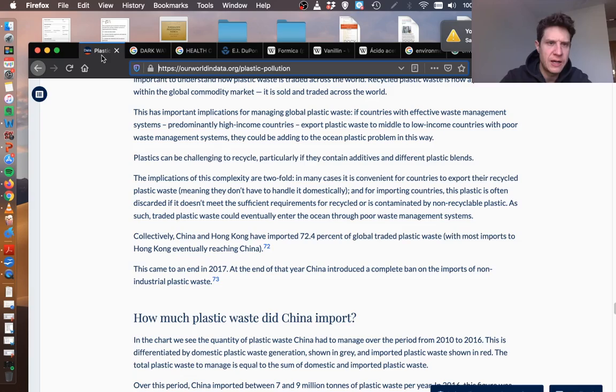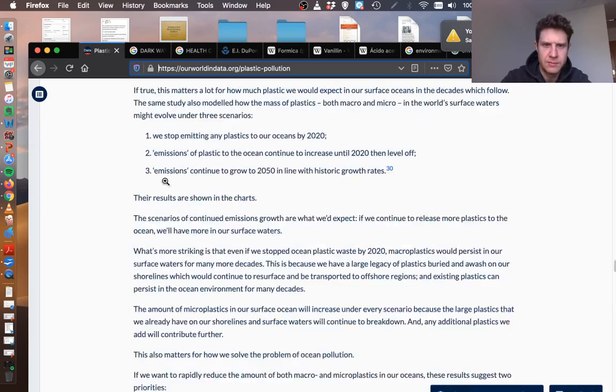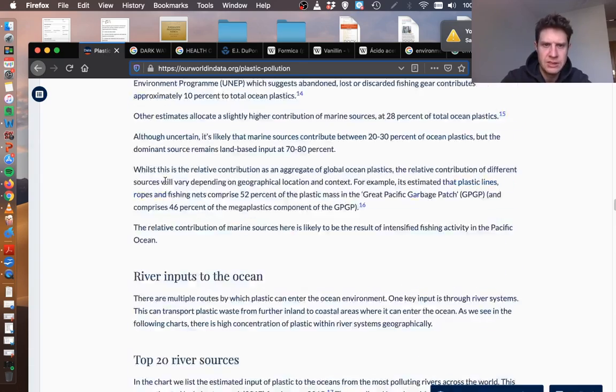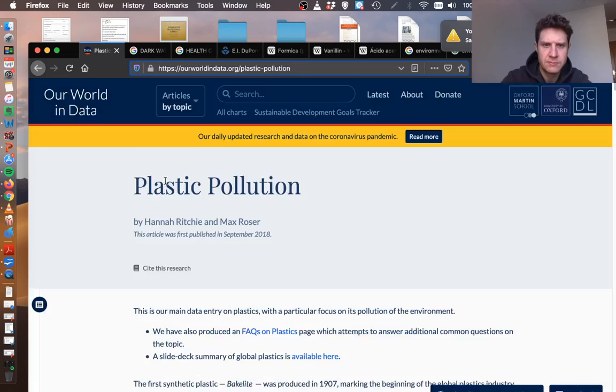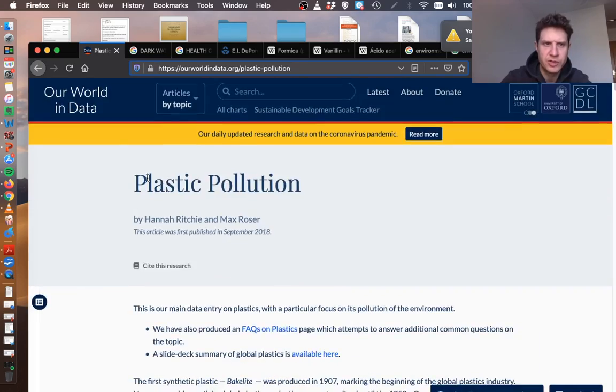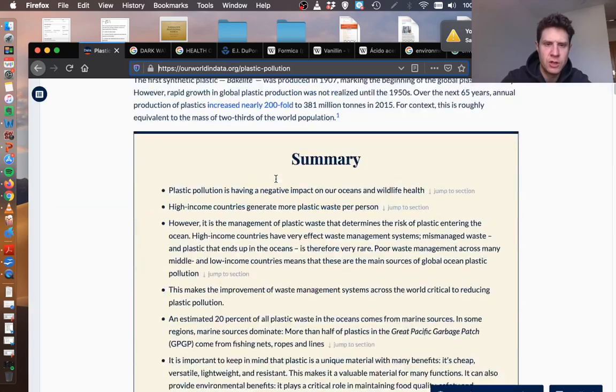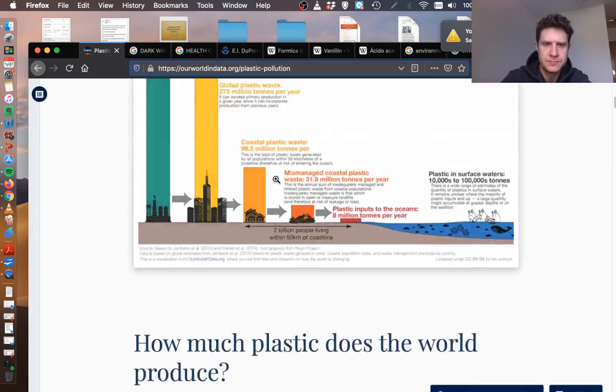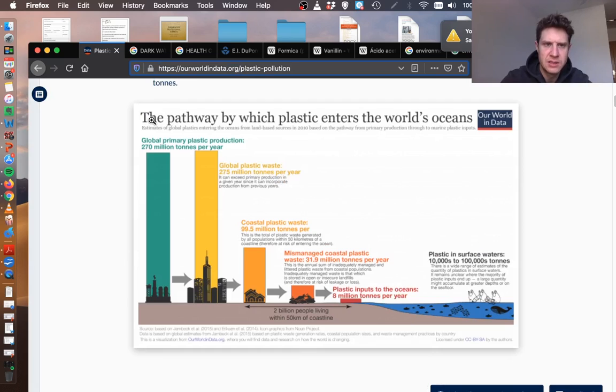This is the data about plastic stuff. I will show you this. It is very interesting. Plastic pollution, from Our World in Data, ourworldindata.org, and this is the pathway, el camino que siguen el plástico que entra a los océanos, ¿vale?